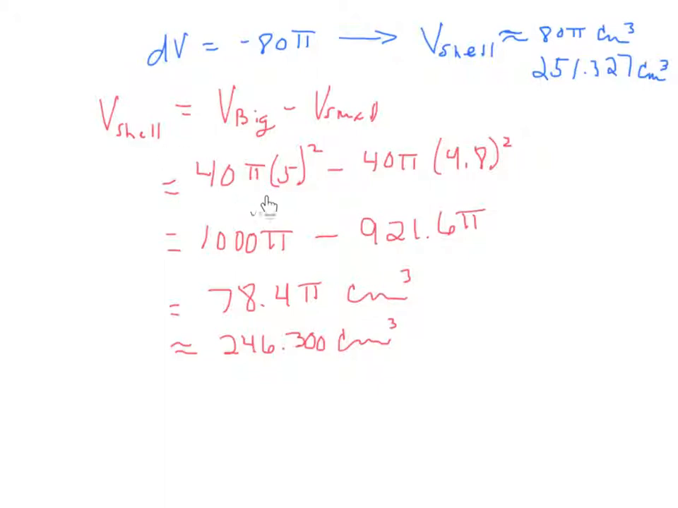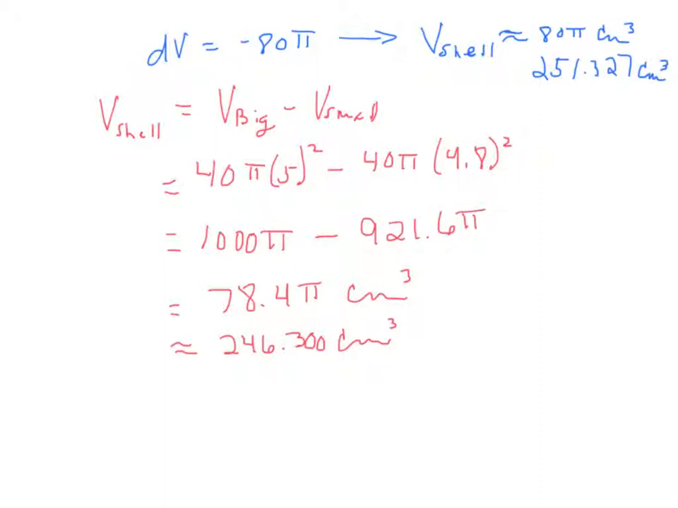They get the volume of the big minus the volume of the small, and they end up with 78.4 times pi centimeters cubed, or 246.3 centimeters cubed. So not too far off, and keep in mind we got this estimate with no calculator. We were able to do the math pretty quickly and easily, whereas here it definitely took a calculator to square the 4.8 and do our computations.